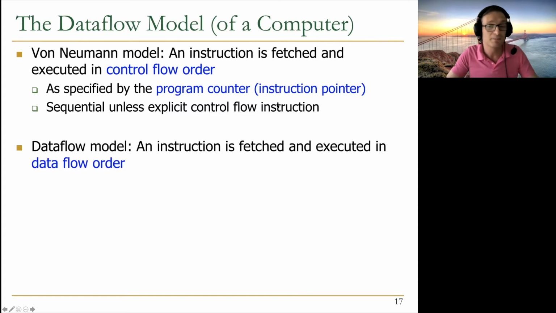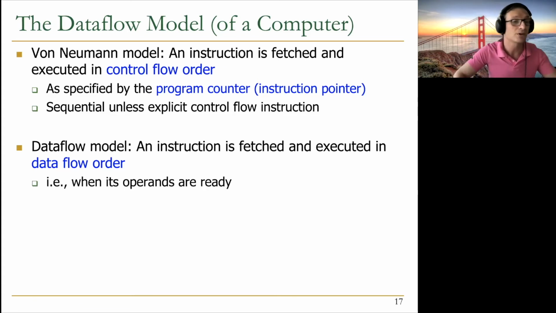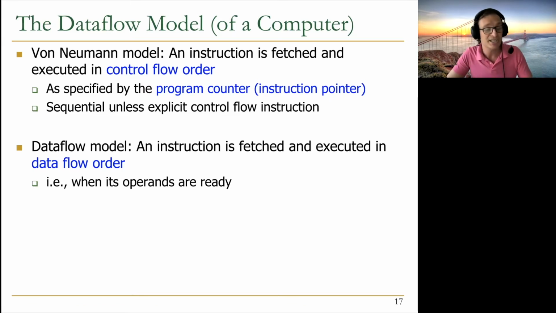Data flow model is completely different. Basically, you fetch and execute an instruction in data flow order. There's no program order, basically. We got rid of the fundamental aspect of the von Neumann model, right? There's no program counter. There's no instruction order. We just have a data flow order. What does that mean? An instruction gets fetched and executed when its operands are ready. Basically, the input values that it's going to operate on, when they become ready, then you go and fetch the instruction and execute it. Now, this sounds interesting, right?